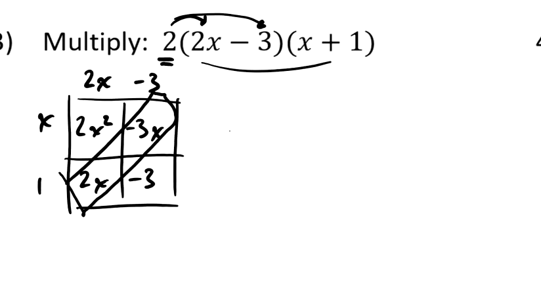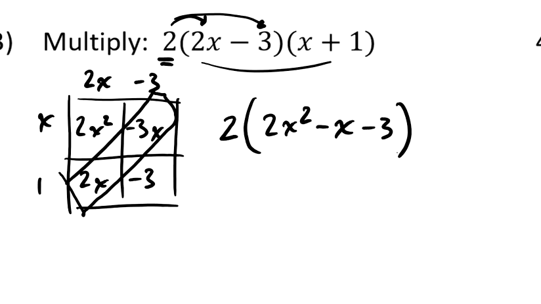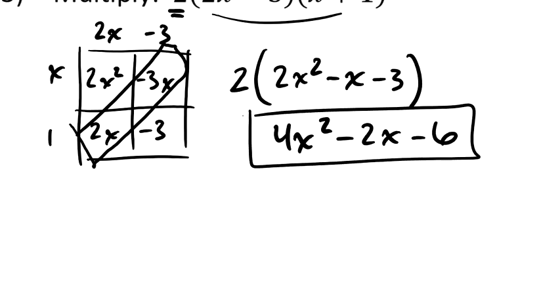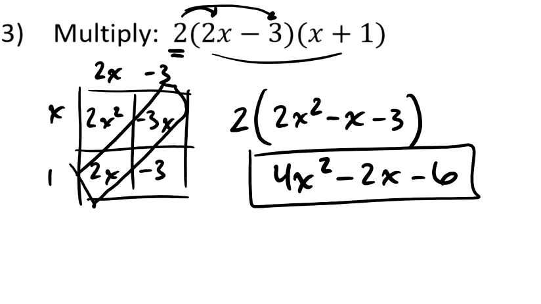And I get a product of, don't forget there's a 2 outside, but I have a 2x squared minus a single x, and then minus 3. And if I multiply everything by 2, I have an answer of 4x squared minus 2x, and then minus 6. So that's the product after I multiply.